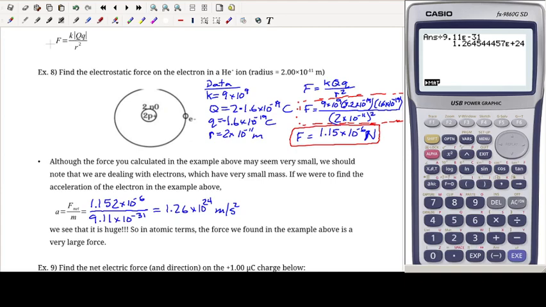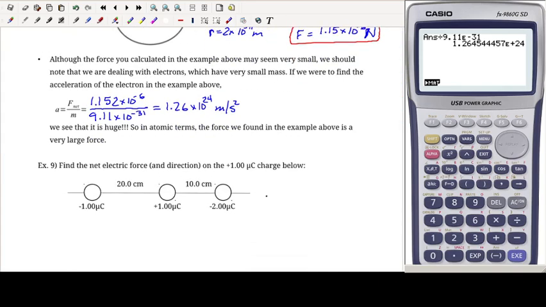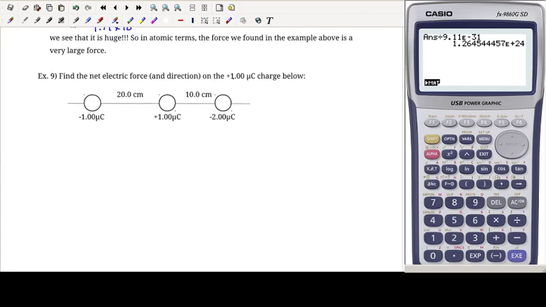Let's keep going. A few more things to take a look at. Example number 9. Here we are. Find the net electric force and direction on the positive 1 microcoulomb charge below. We need to make sure that when we're plugging things in, everything is in base units. So microcoulombs means 10 to the minus 6 coulombs. So 1 microcoulomb is 1 times 10 to the minus 6 coulombs. So this would be negative 2 times 10 to the minus 6, 1 times 10 to the minus 6, 1 times 10 to the minus 6.